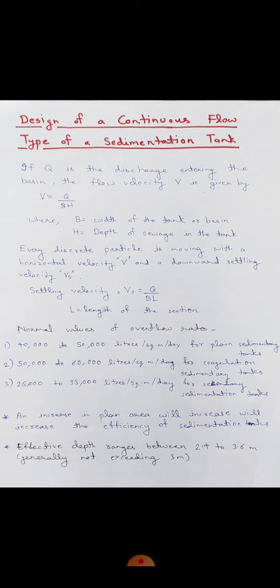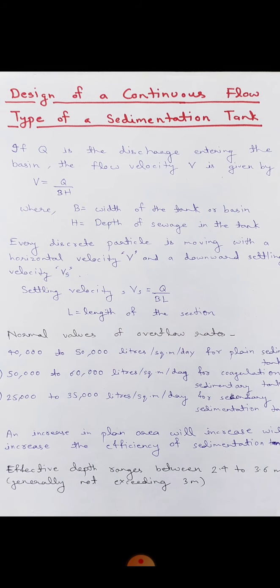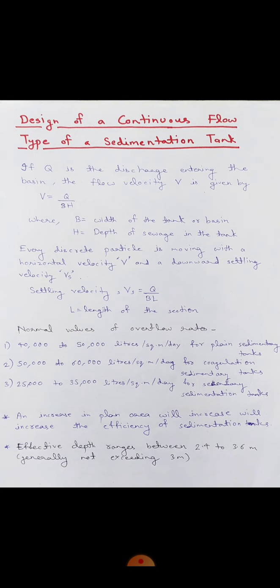For coagulation sedimentation tanks, in which chemicals are used to make flocs, the overflow rate will be 50,000 to 60,000 liters per square meter per day. Third, for the secondary sedimentation tank, meaning the sedimentation tanks set up after the biological unit, the overflow rates will be 25,000 to 35,000 liters per square meter per day. So these three rates you have to remember, because you have to use them in the design process.